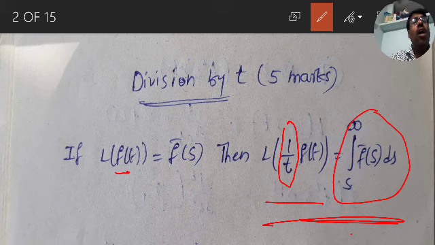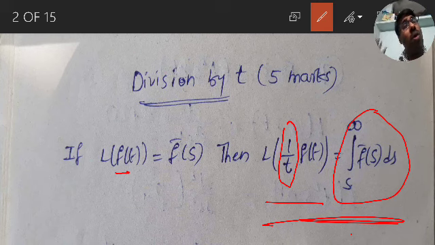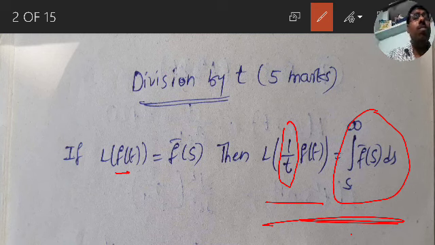This is the formula. L of f of t by t is equal to integration s to infinity f bar of s into ds. If we multiplied by t, then we did the derivative of f bar of s. Now it is divided by t, then we are doing integration of f bar of s. Note down the limits. The limits are s to infinity. So integration s to infinity f bar of s into ds.